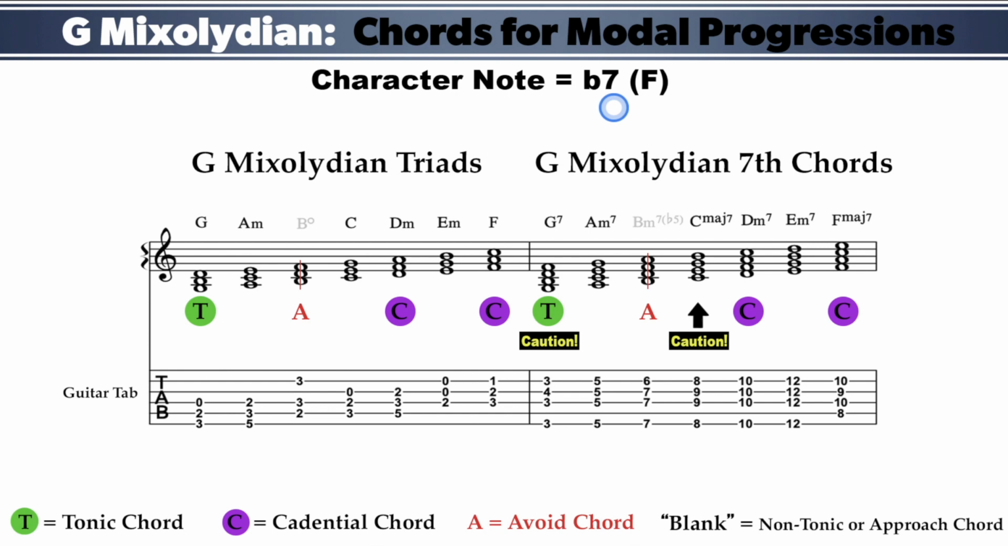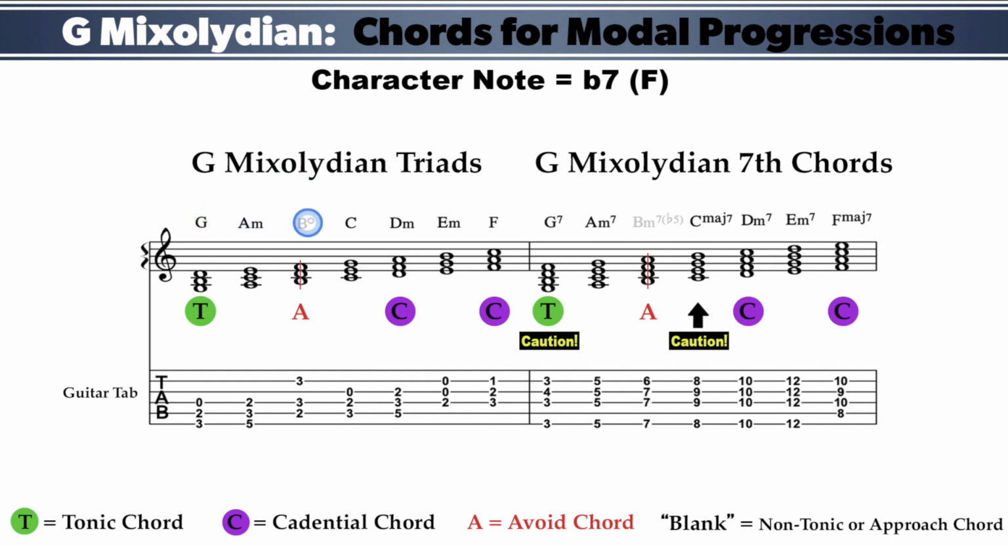However, you may have noticed if you watch the episodes on the Dorian, Phrygian, and Lydian modes that the Mixolydian mode is unique in the fact that the 7th chord version of the tonic chord contains the characteristic note of the mode. So the cadential quality and power is lost a little bit when using the 7th chord version. The cadence chords in this mode are D minor and F, or D minor 7 and F major 7, and they precede the tonic chord. The chords that are not labeled, A minor, C, and E minor, are sometimes called non-tonic chords, and sometimes they're called approach chords. I like the term approach chords because it defines their purpose in that they typically approach the cadence chords, and the cadence chords then lead to the tonic chord.